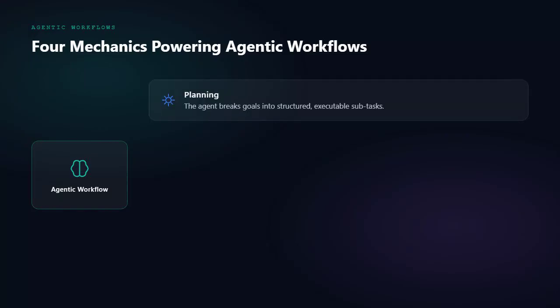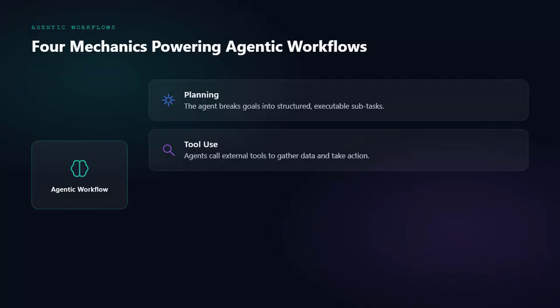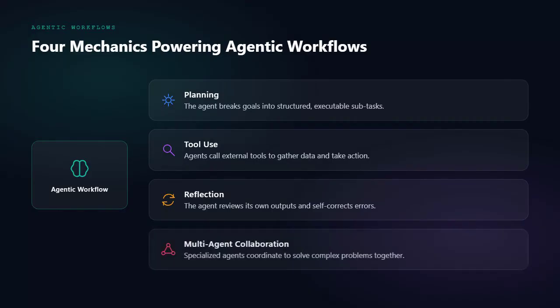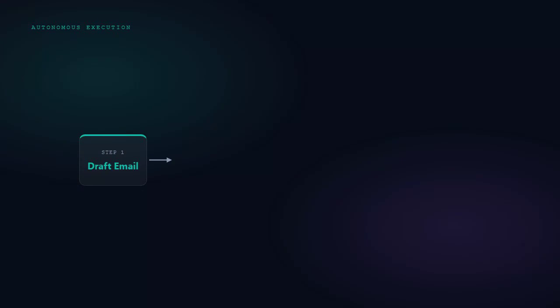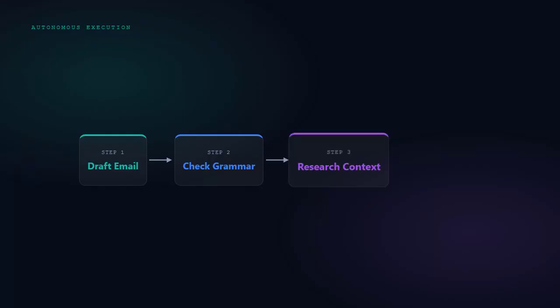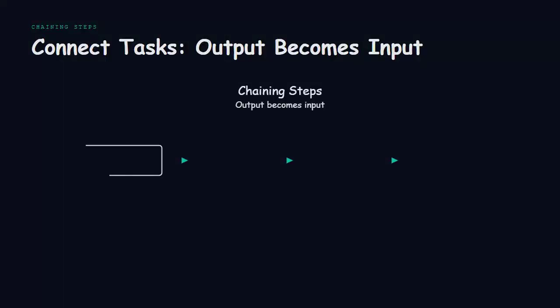Now, how does an agentic workflow actually work? There are 4 key mechanics at play, and understanding each one will help you see why this is so powerful. First is autonomous execution. The AI completes multiple steps without waiting for human approval between each action. An AI might write a draft email, check the grammar, research context, and send it, all without you clicking anything in between. Second is chaining steps.